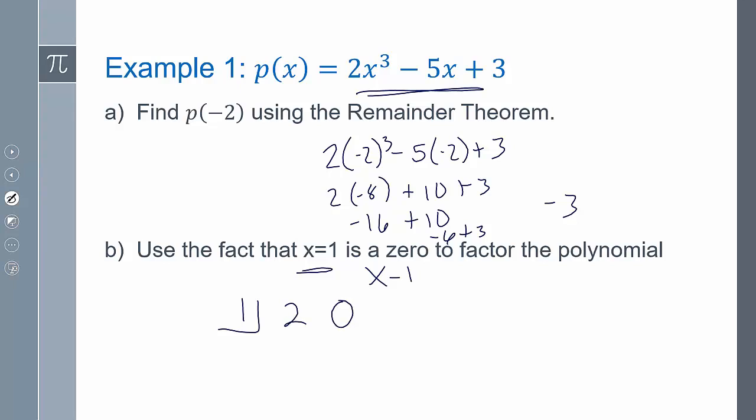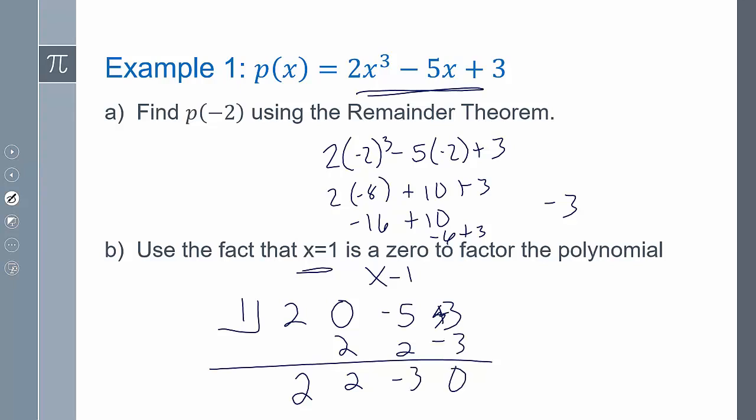I don't have an x squared. You don't have to write the plus. Bring it down, multiply, add, multiply, add, multiply, add. So I verified it. My remainder is 0. But factoring it means I can now, if I want to write this backwards, constant x squared. So I'm left with 2x squared plus 2x minus 3. But now I can multiply it by what I just divided by. That's the heart of the factor theorem.